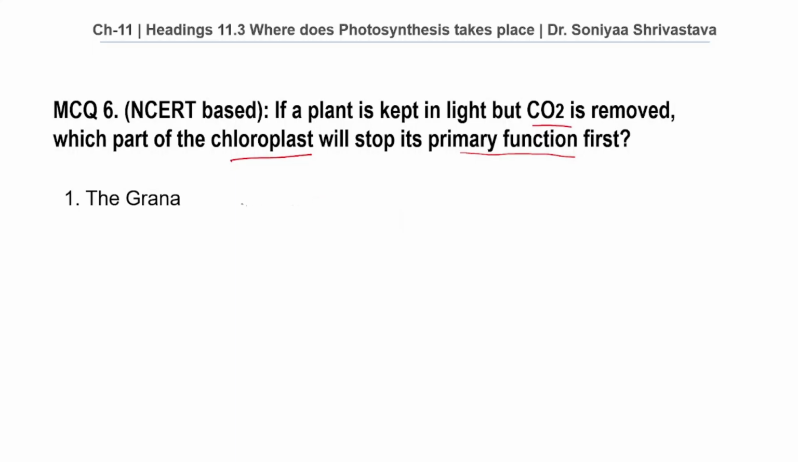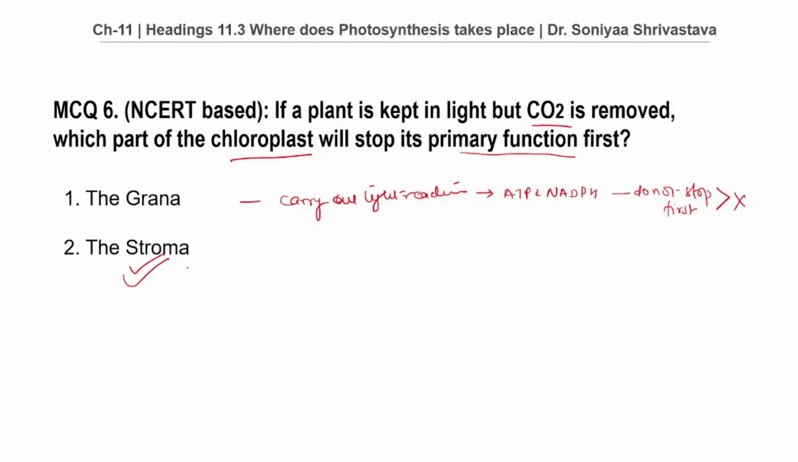Grana carry out the light reaction. They trap light to produce ATP and NADPH. These processes do not directly require CO2. So grana do not stop first. So this option is wrong. Option number 2. Stroma is the site of the Calvin cycle, meaning dark reaction, where CO2 is fixed into sugars. Without CO2, the enzymes in the stroma have no raw materials to work with, so its primary function stops first. Therefore, this is our answer.